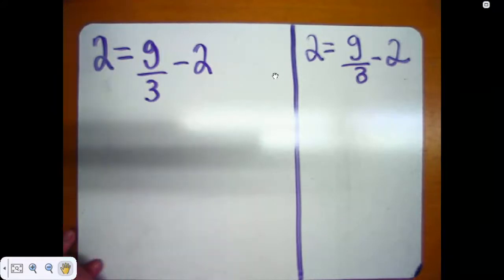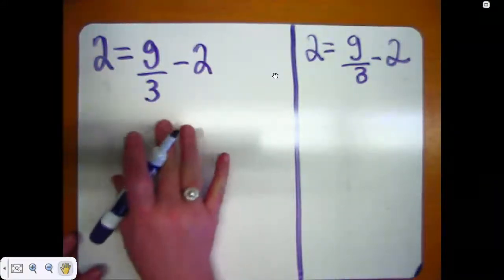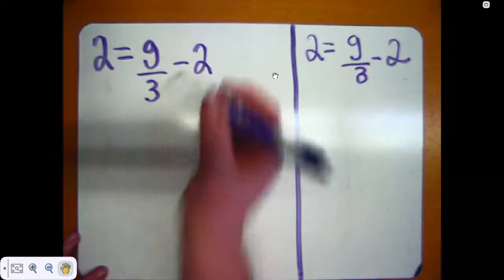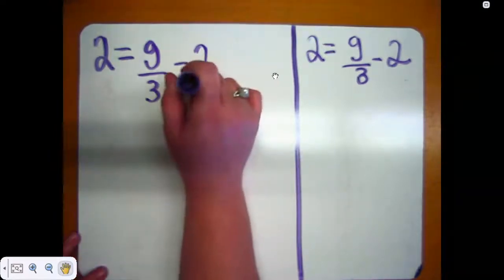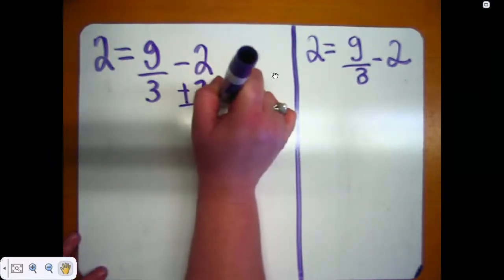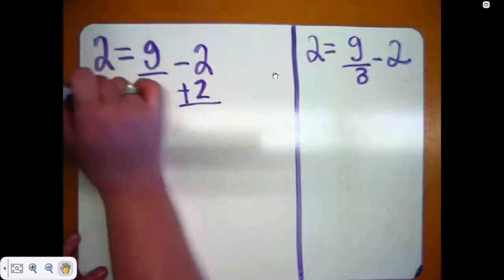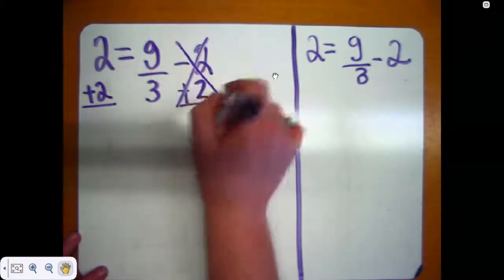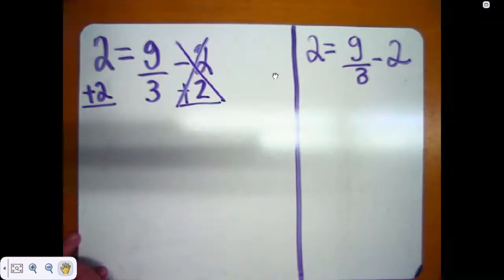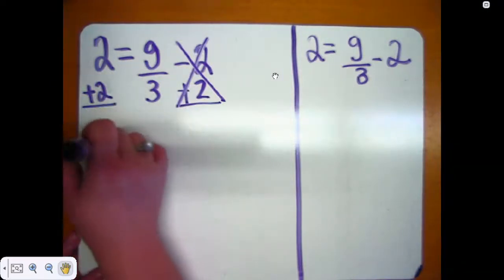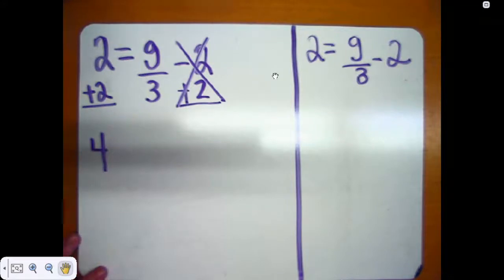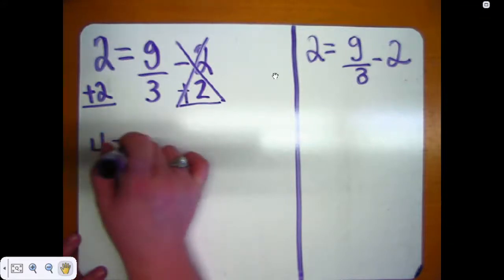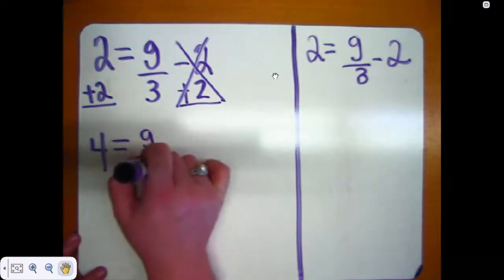So the first thing we want to do is get our variable by itself. So we're going to get rid of this -2 by doing the inverse, which is adding 2. And if I add 2 to this side, I have to add 2 to this side. This one goes away because -2 and +2 equals 0. This one becomes 4 because 2 plus 2 is 4. And then I bring down my g over 3.